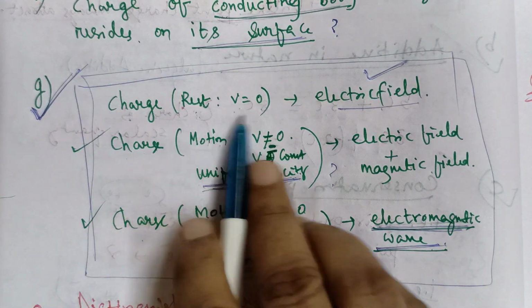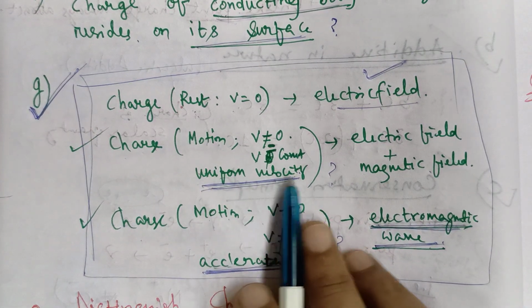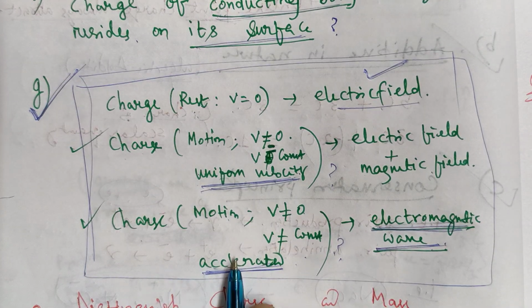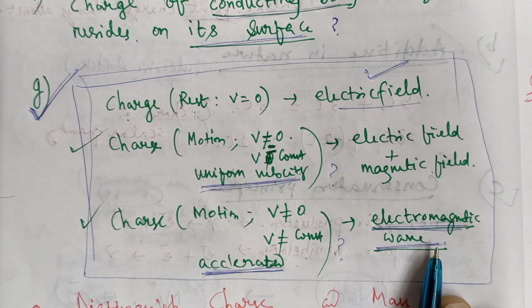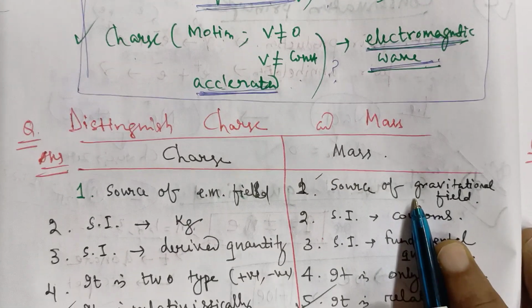When charge is at rest, it creates only an electric field. When charge moves with a constant velocity, it creates an electric field and a magnetic field. When charge is accelerated, it creates an electromagnetic wave. Now we have to discuss some questions regarding this.